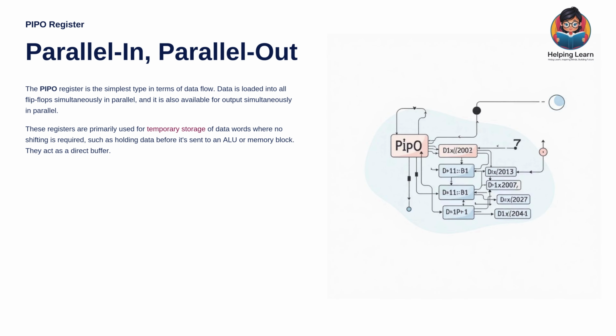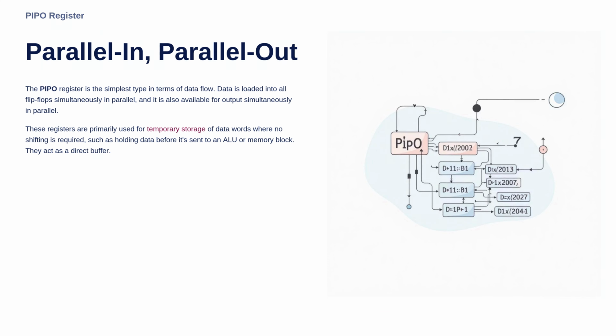PIPO register. Parallel in, parallel out. The PIPO register is the simplest type in terms of data flow. Data is loaded into all flip-flops simultaneously in parallel, and it is also available for output simultaneously in parallel. These registers are primarily used for temporary storage of data words where no shifting is required, such as holding data before it's sent to an ALU or memory block. They act as a direct buffer.